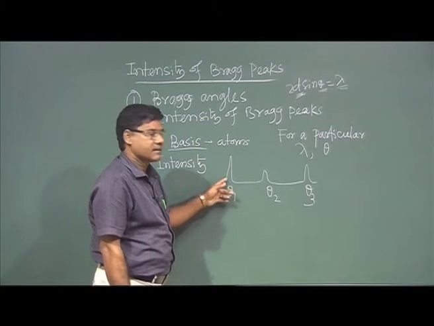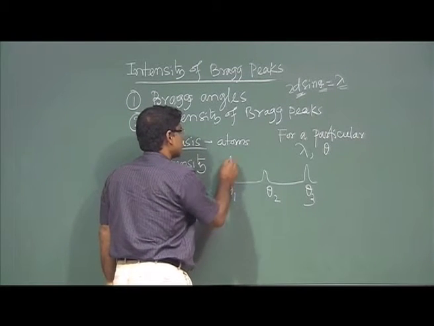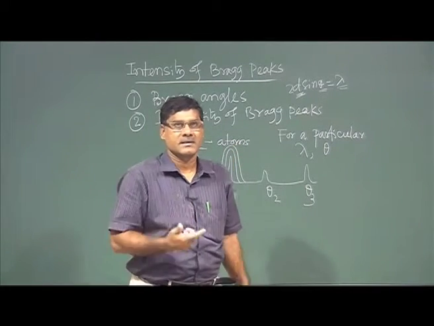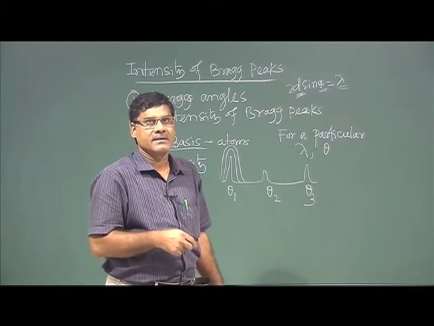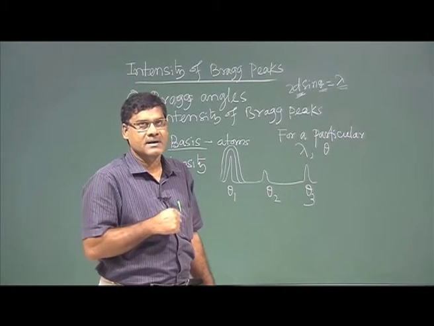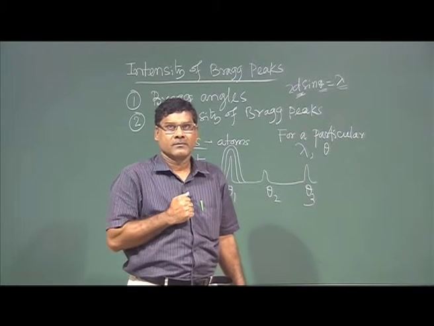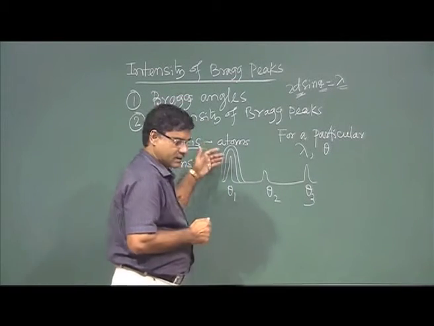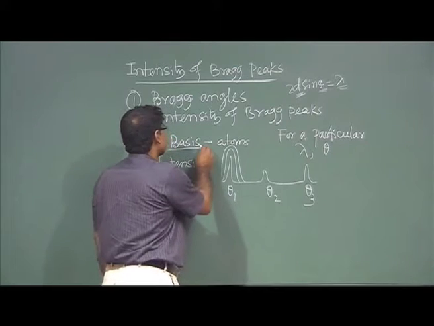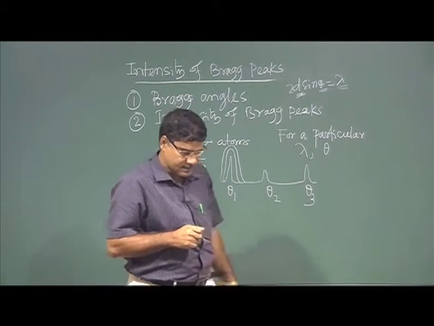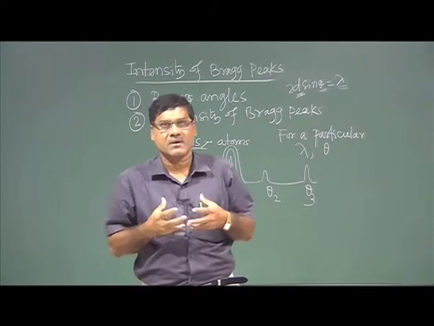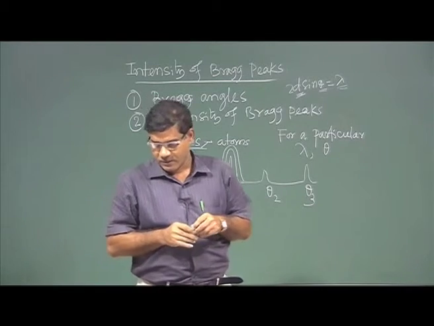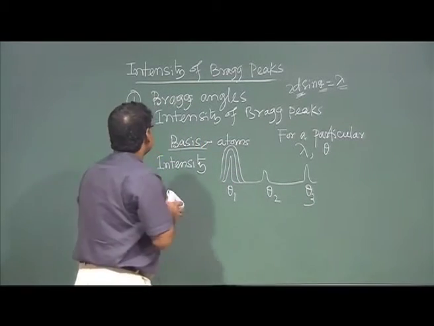Now, as I mentioned, for a particular lambda and theta, that means for a particular plane, the intensity varies. It increases for some cases, decreases for other cases. Sometimes these peaks are missing, and missing means intensity is 0. So, why so? As I mentioned, that depends on the basis, or the distribution of atoms or even lattice points in the crystal. I will give you one example.